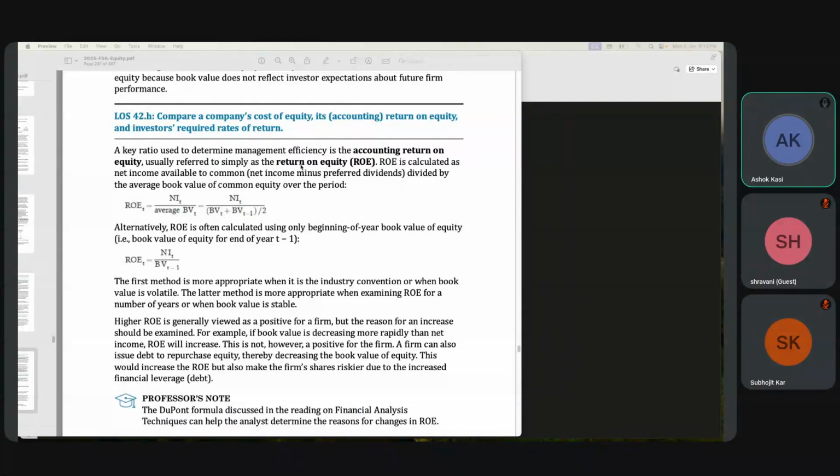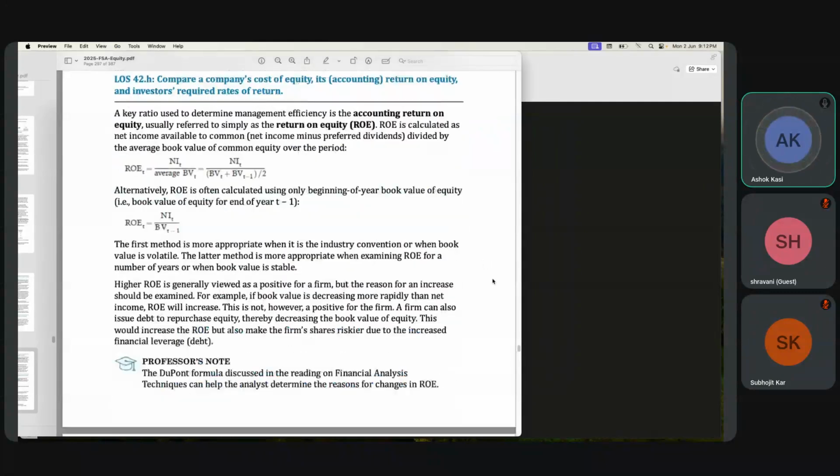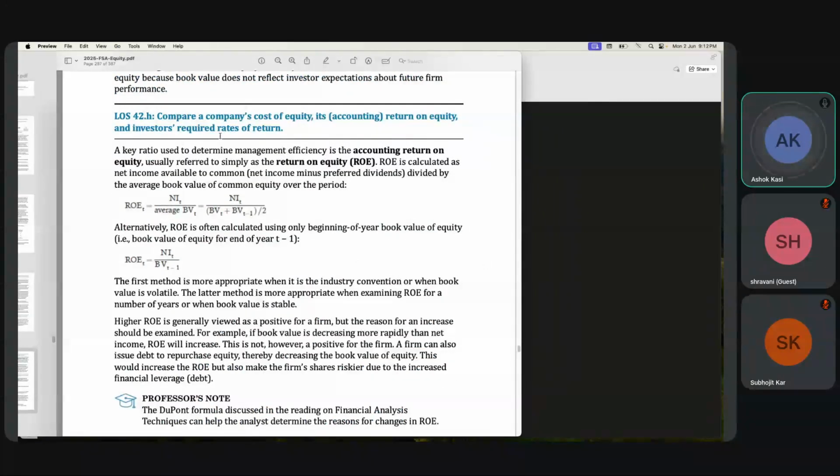Okay, so till here we did, right. So we are supposed to begin from here. LOS 42.h: compare a company's cost of equity. Here, this is a very simple sum only. Return on equity.